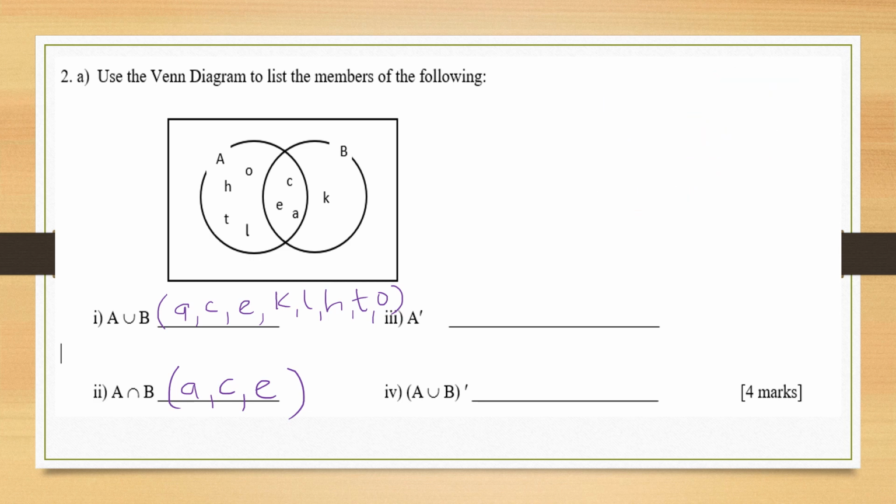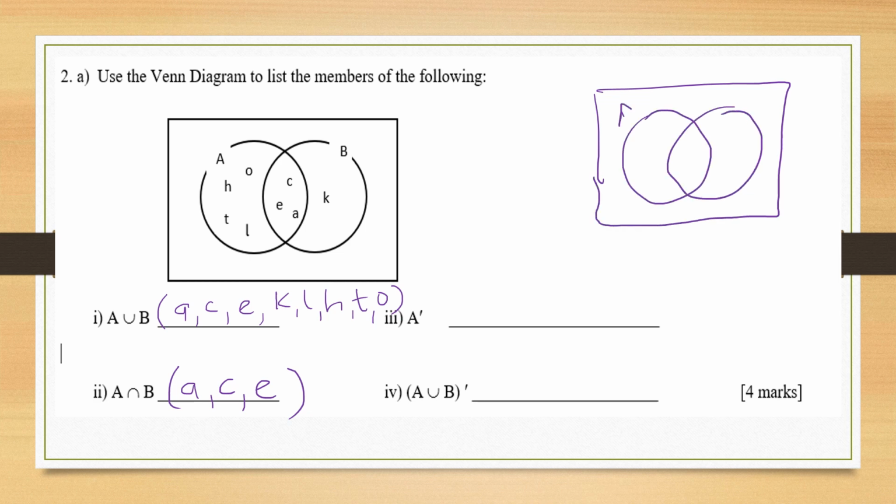And that means we have 2 sets, A and B. And we want A complement, so that is everything outside of A. So that would be K in this question. Okay.